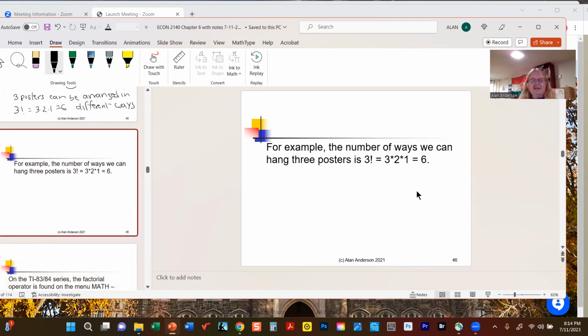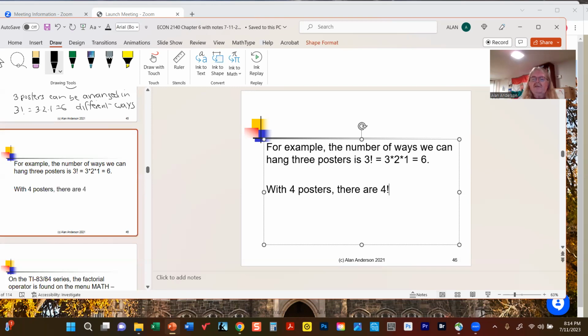And so what that implies is that with 4 posters, there are 4 factorial equals 4 times 3 times 2 times 1. There's 24 possible arrangements or ways of hanging them. With 5 posters, you can see this is growing very quickly.